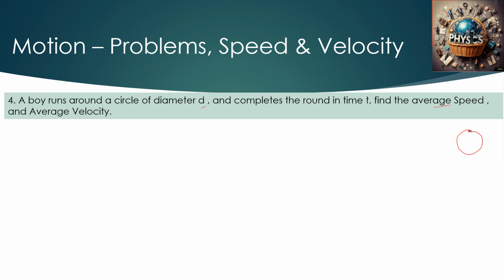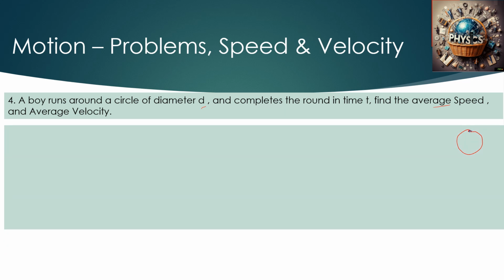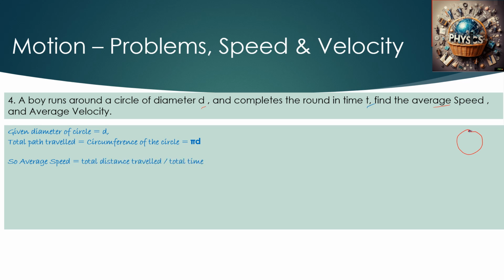So the total distance covered is nothing but the circumference of the circle. So with that, we already know the diameter is d. So the circumference is nothing but pi d, which is the total distance covered. The time taken already we know. So the speed will be pi d by t, which is our answer. Now the next thing, the average velocity.